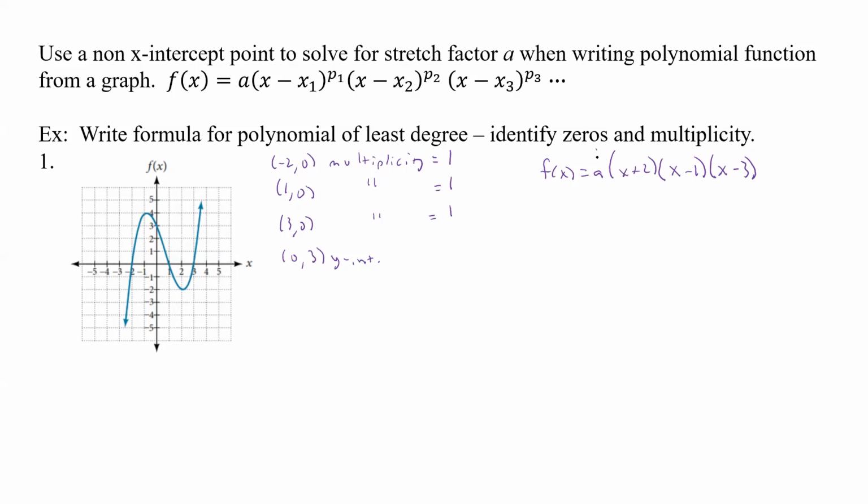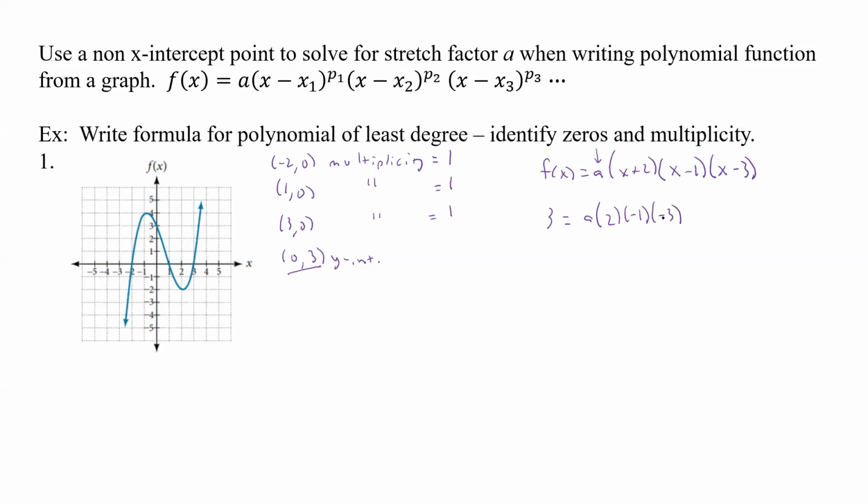And again, what I want to do is solve for a first. And so I'm going to plug in the 0, 3. So 3 equals a times, now if I just have 0, that's going to be just a 2 times a negative 1 times a negative 3.